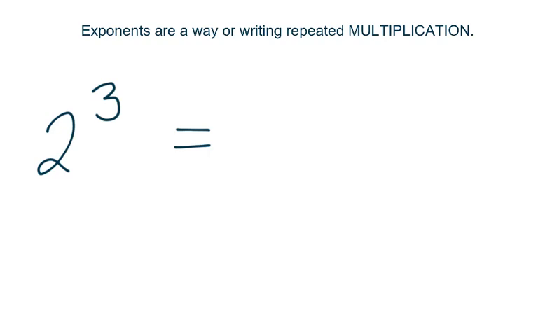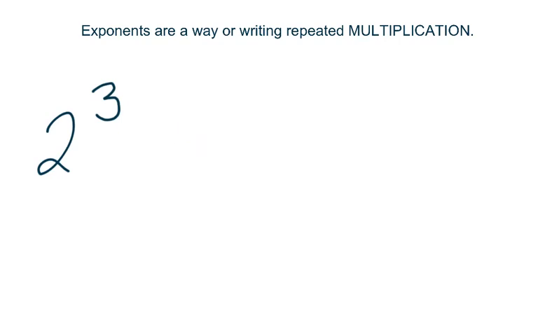All right, so if you look at number 1 on your worksheet, it says exponents are a way of writing repeated blank. Well, they are a way of writing repeated multiplication, and I'm going to show you an example of that. Numbers 2 and 3 follow the directions that say write the following exponents in expanded form, do not solve.